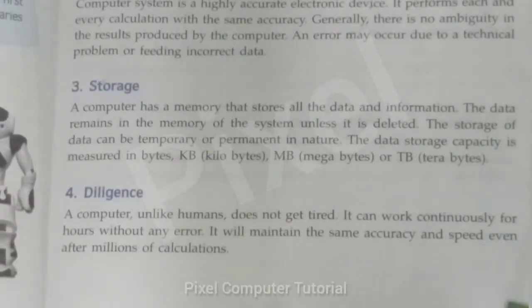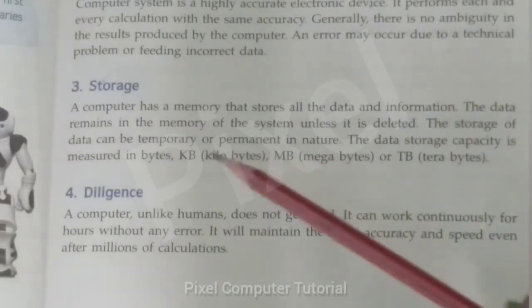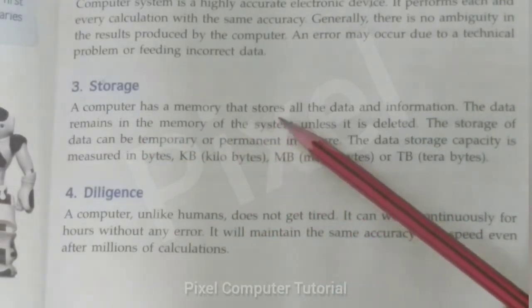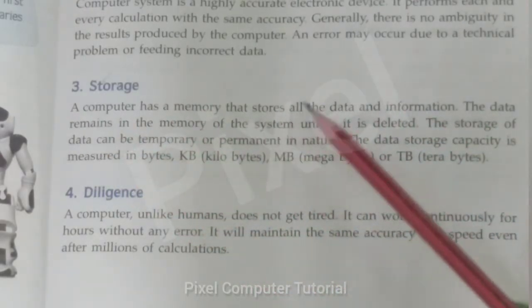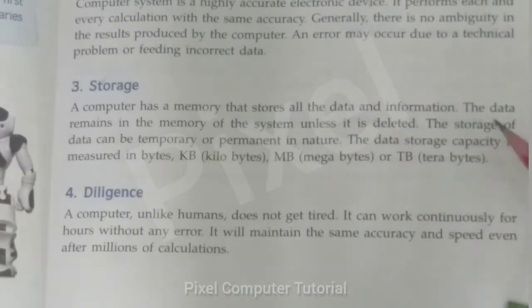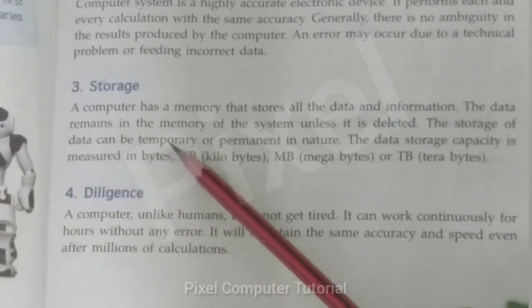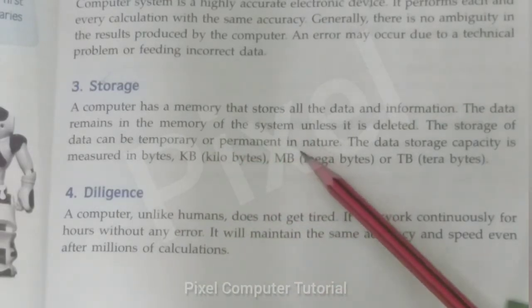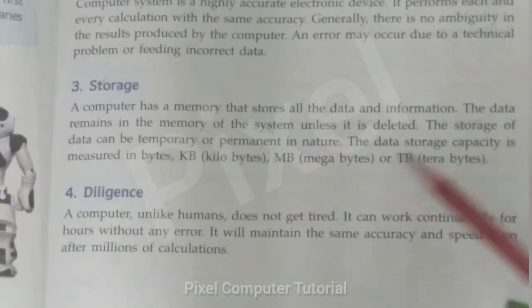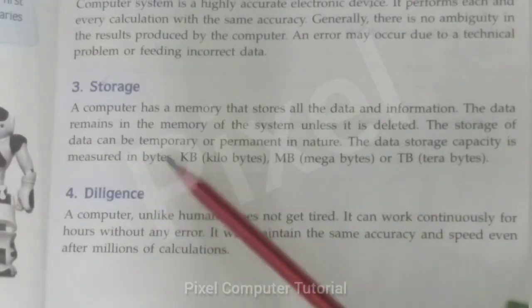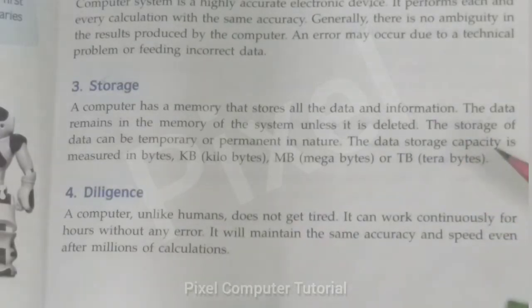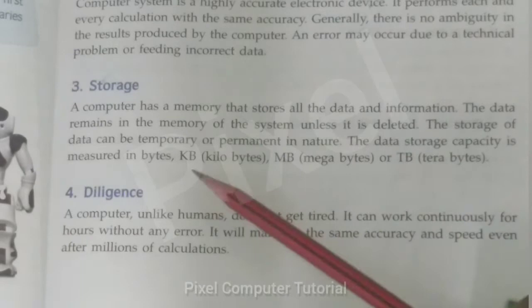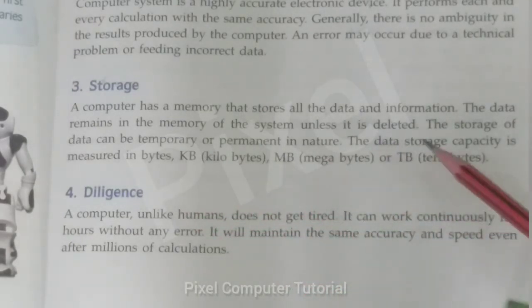Next is the storage. A computer has a memory that stores all the data and information. The data remains in the memory of the system unless it is deleted. The storage of data can be temporary or permanent in nature. The data storage capacity is measured by bytes, kilobytes, megabytes, and terabytes. As we go further regarding the kilobytes, megabytes, terabytes, that information will be given in detail.